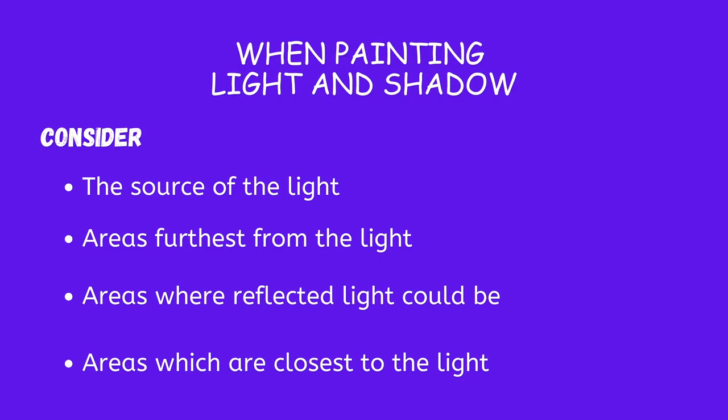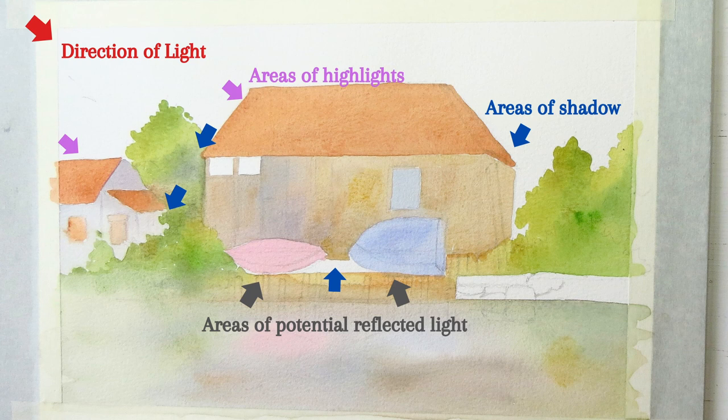When it comes to painting light and shadow, I often consider a few key factors. The first one is the light source. In this case, it's coming from the top left-hand corner, according to the reference photo. The second is the areas furthest from the light source, which is where our darkest shadows would be. The third one is the potential areas of reflected light, and finally, the areas closest to the light where I usually reserve the white of the paper for highlights.